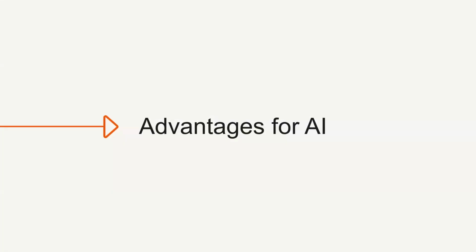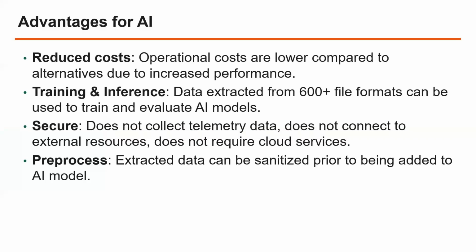Now let's talk about the really exciting part, and that's how doc filters can help propel AI solutions. There are 4 general areas that I'll touch on for how doc filters provides advantages for AI, with those being reduced costs, training and inference, how it's secure, and how it assists with pre-processing data. And just to be absolutely clear, document filters does not provide AI capabilities itself, but is vital for nearly every AI solution. AI solutions are expensive to train, both from a money and time perspective.